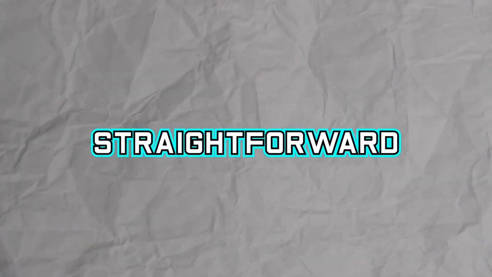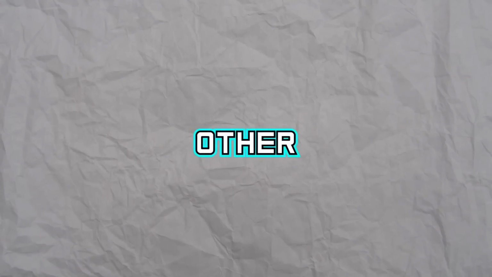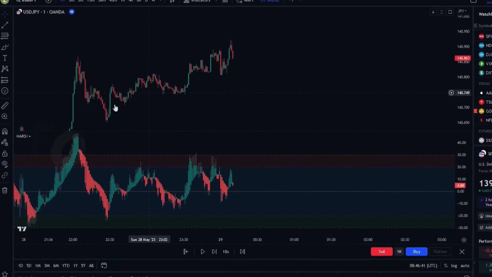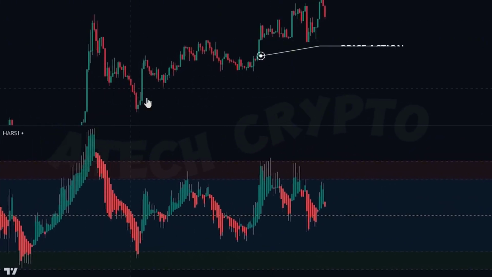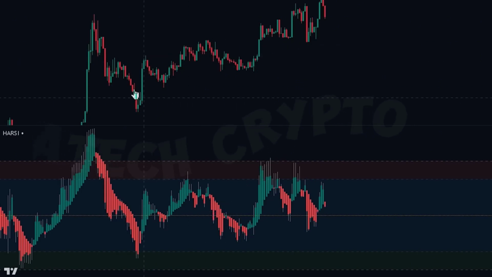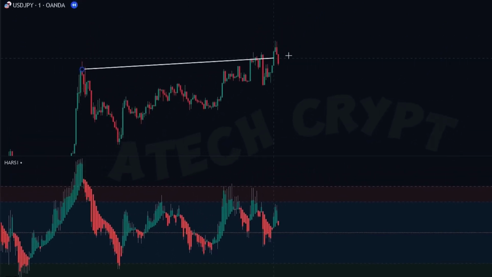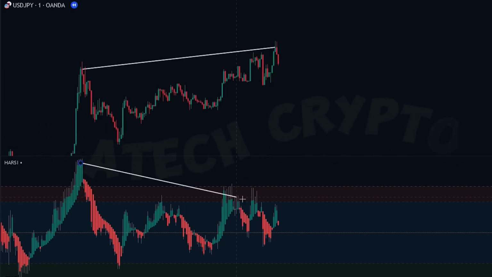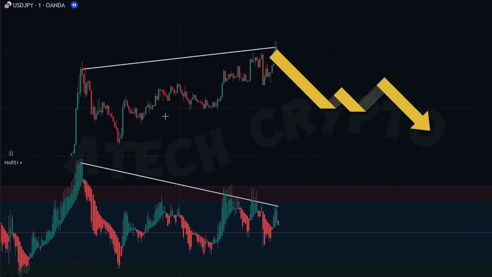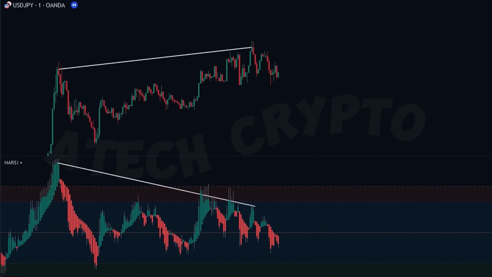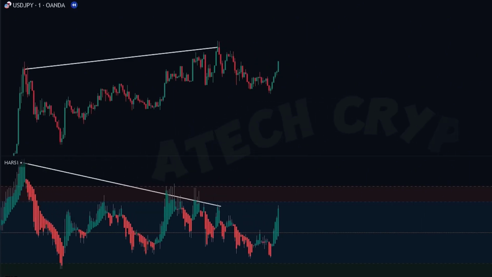This is the most straightforward way of reading the indicator. However, other methods can be even more profitable. One of these methods involves looking for differences between the price action and the indicator. Here we can see an example of this. The price was making higher highs while the Heikin Ashi candlesticks were making lower highs. This shows us that a bearish divergence is playing out, making it likely that a trend reversal to the downside may occur. If we take a look at the price action after the move was made, we can see that this indeed was the case.